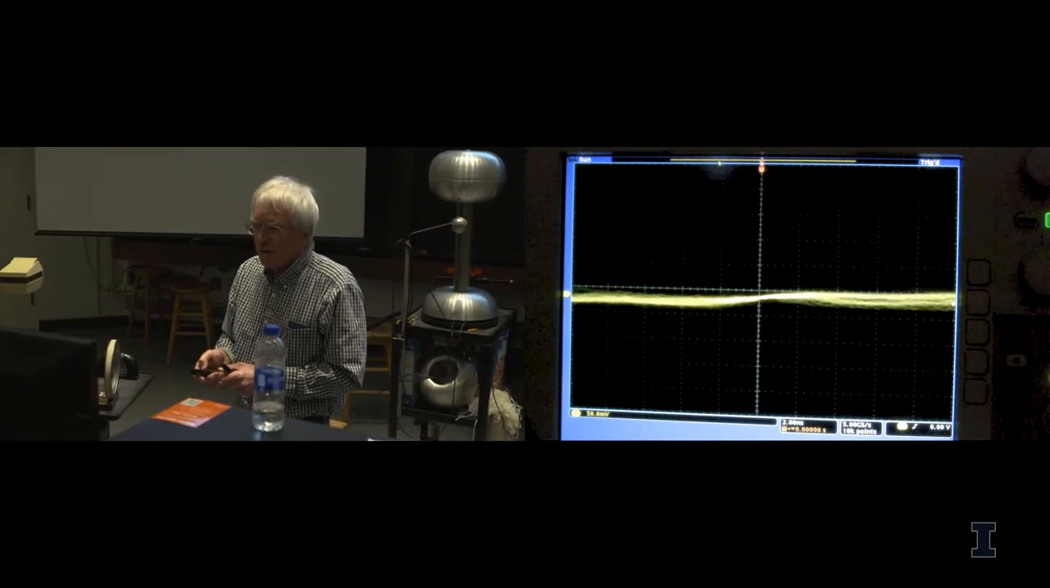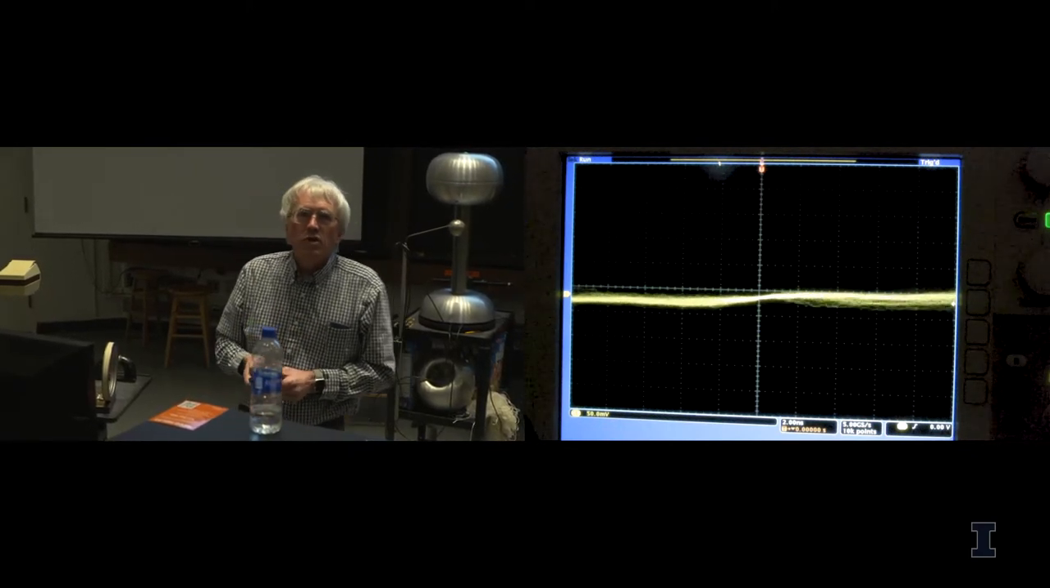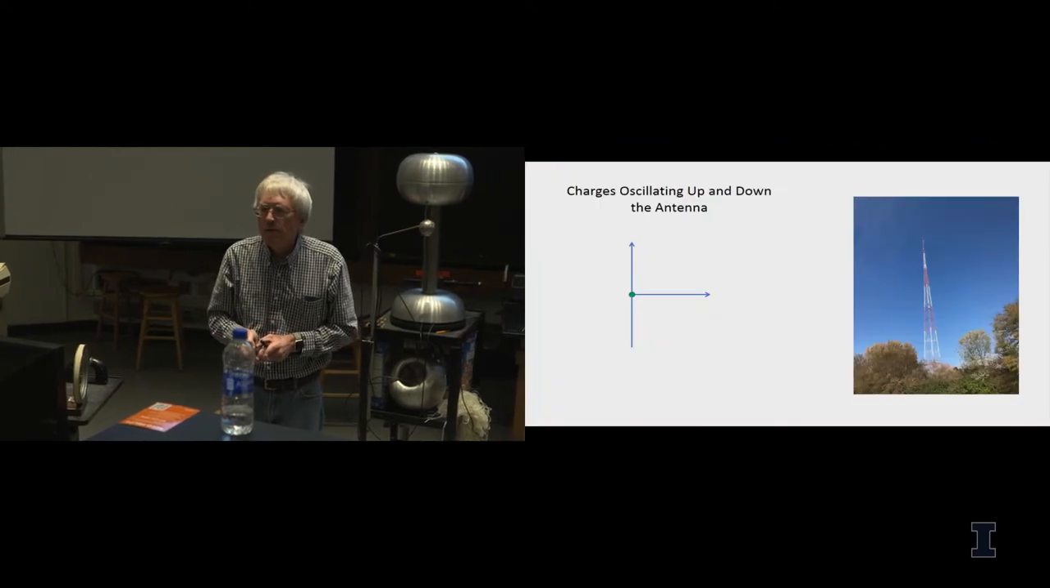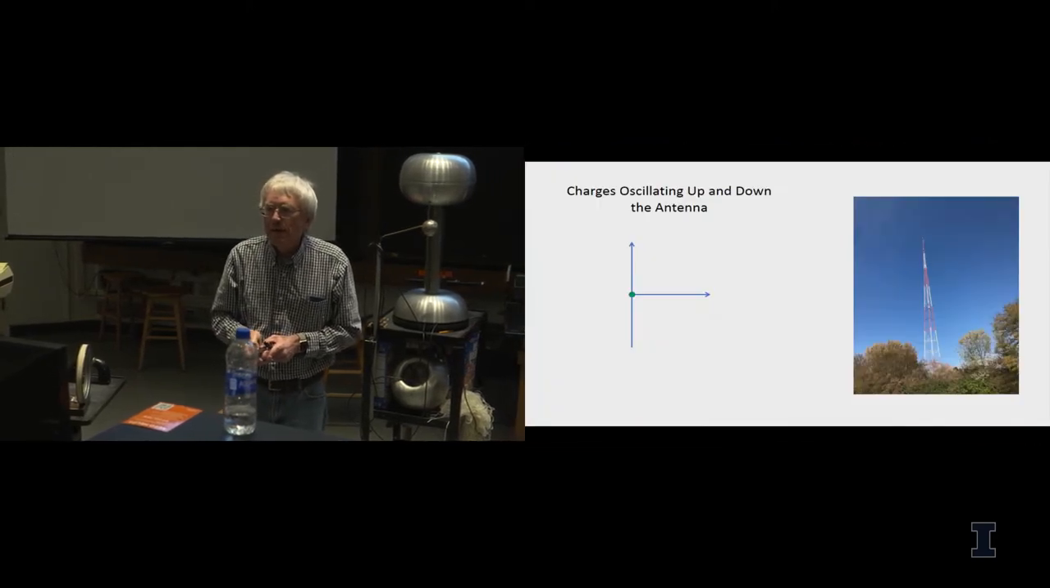Okay, so how does that work? We have charge that's moving up and down in the antenna. So I'm going to take you through a few pictures here that show that happening. Here's a charge, that's that green thing there, and it's moving up and down the antenna like this.